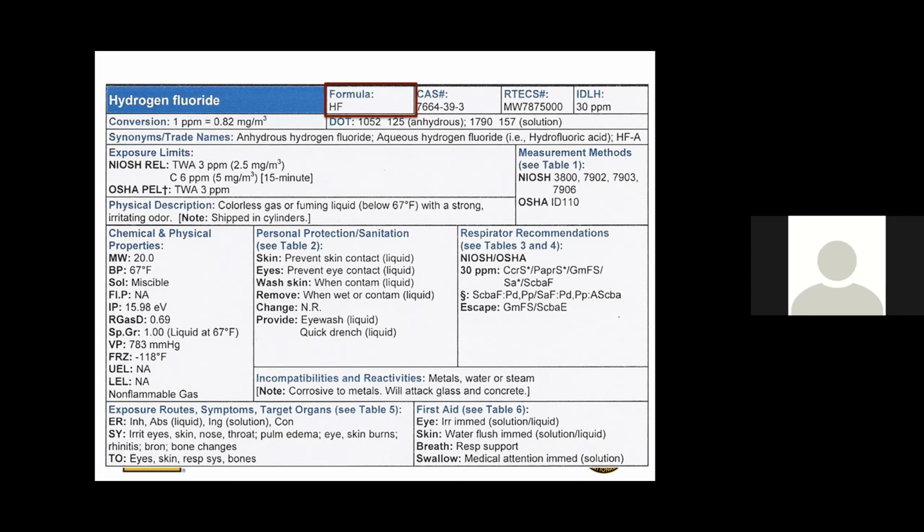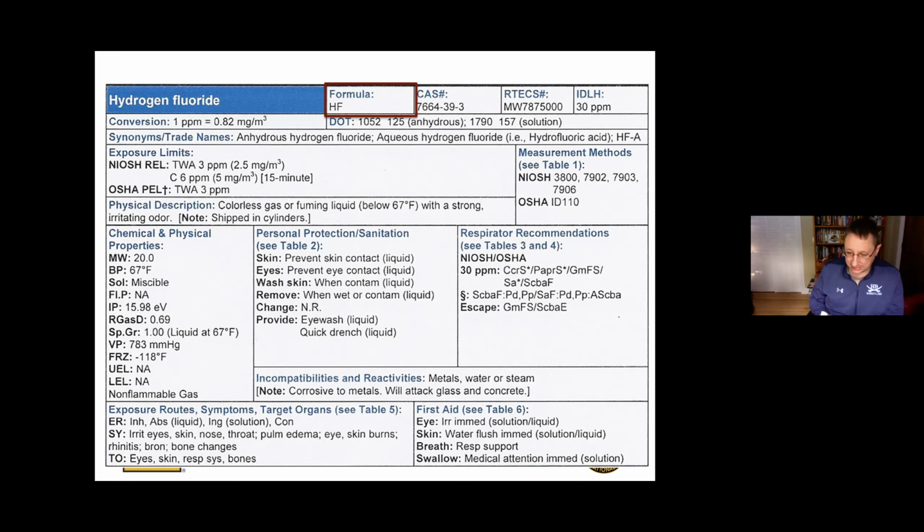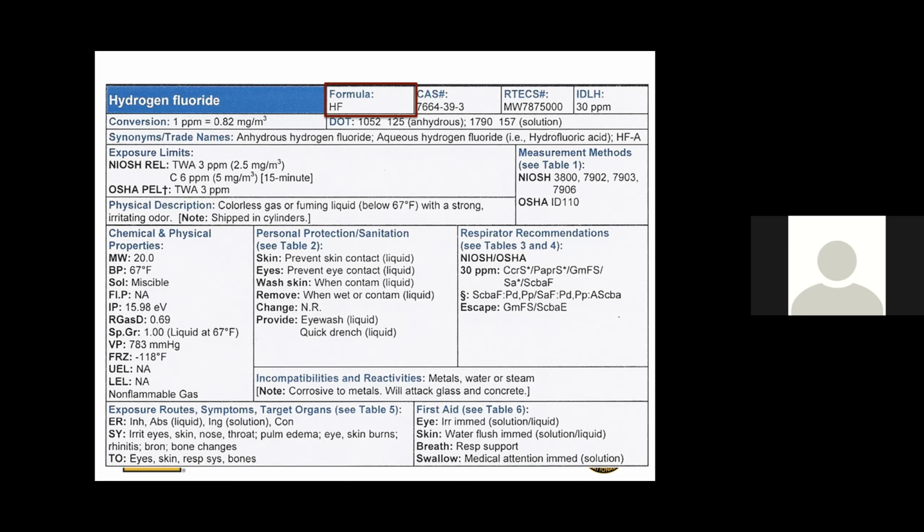Bernie, how long do you want the breakout rooms to last? Let's see, why don't we go, what time is it? 3:20. We can do 15 minutes. Okay.